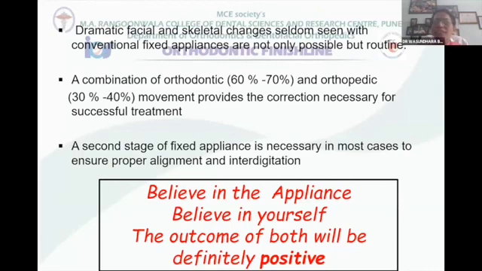A second stage of fixed appliance is necessary because the functional appliance is meant to bring about a skeletal correction; individual tooth movement and proper intercuspation of the dentition will be brought about by the fixed appliance. What you have achieved with the functional appliance will be retained by natural intercuspation, the proper cusp to fossa relationship of the posterior teeth, which will hold the correction later in life after your appliance therapy. So a good posterior fit is necessary after your functional appliance therapy. So believe in the appliance, believe in yourself also. The outcome of both will be definitely positive.